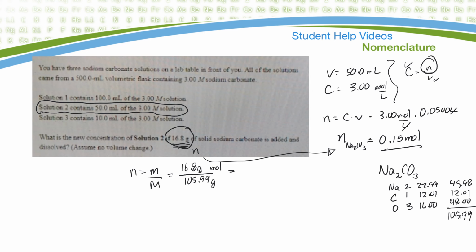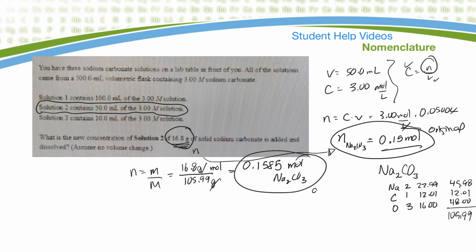Okay, so let's divide those. I have to get my calculator. All right, so 16.8 divided by 105.99. The number of moles I get here is about 0.1585 moles. And that's of the same stuff, the Na2CO3. So if I dump that in there, then I'm going to have this from the original, and this from what I'm adding.